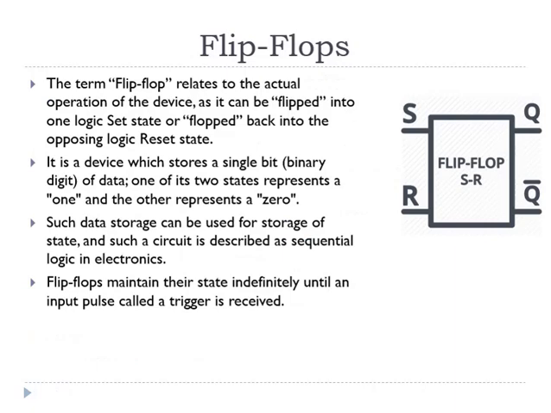A flip-flop, also called a bistable gate, is a device which stores a single bit of data, and it has two stable states, where one state represents a 1 and the other represents a 0. Such data storage can be used for storage of a state, and such a circuit is described as sequential logic in electronics. When used in a finite state machine, the output and next state depend not only on its current input but also on its current state.